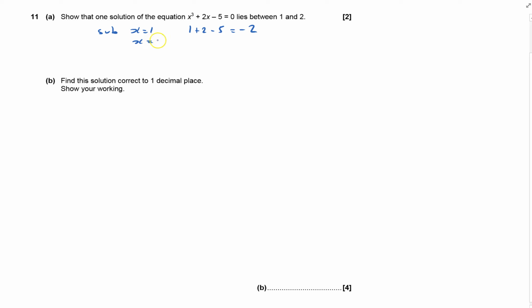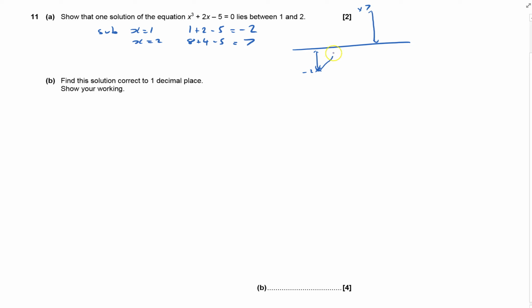And then sub in x equals 2. 2 cubed is 8, plus 2 2s is 4, take away the 5, and that's 12 minus 5, that's 7. And so it goes from minus 2 to 7. Somewhere it's got to pass through 0. I'll put it like this. So if we have minus 2 down here, say, so that gap there is minus 2, and we have this gap here going up to there is 7.